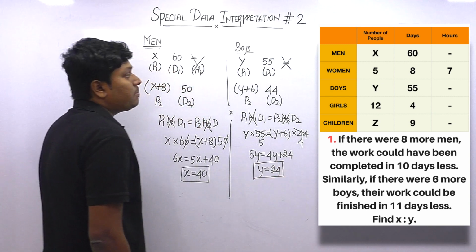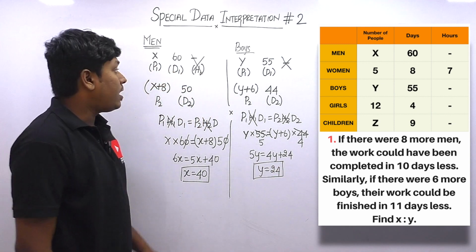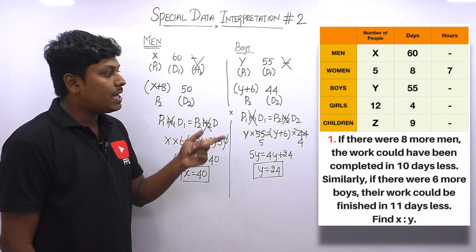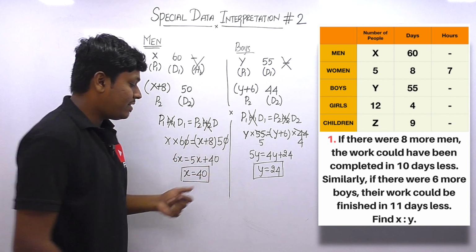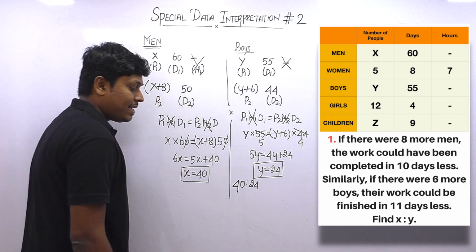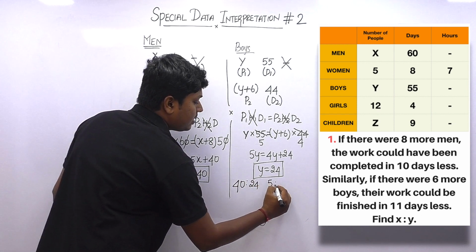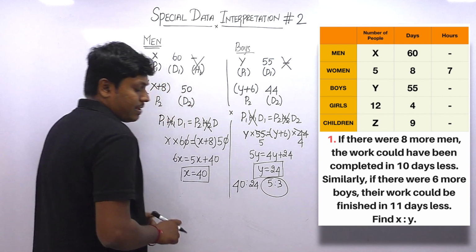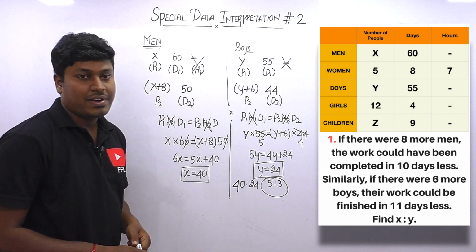So we found that the number of boys is 24 and the number of men is 40. Our target is to find x is to y, which means 40 is to 24. I think we can cancel this on the 8 table. 8 5s are 40, 8 3s are 24. So finally the answer for question number 1 is 5 is to 3.